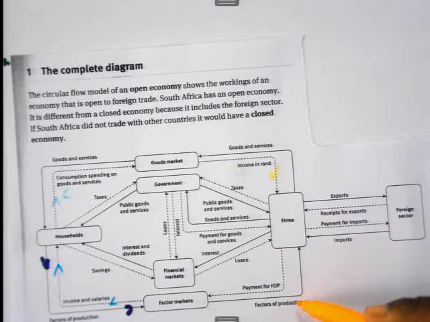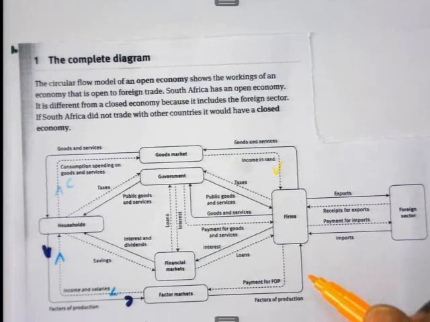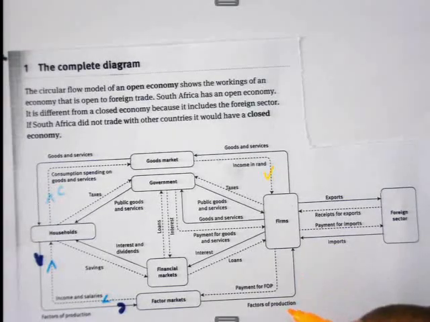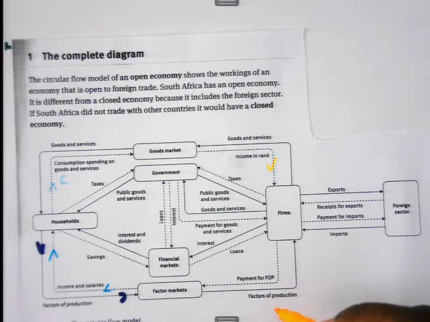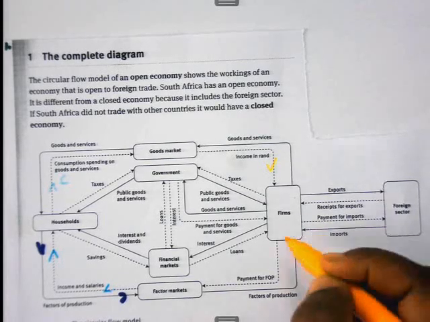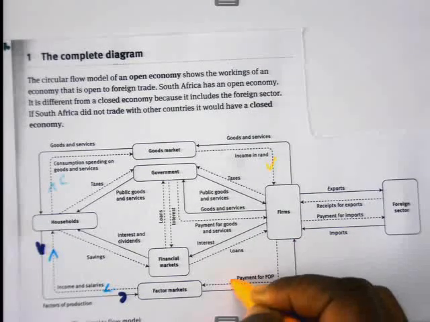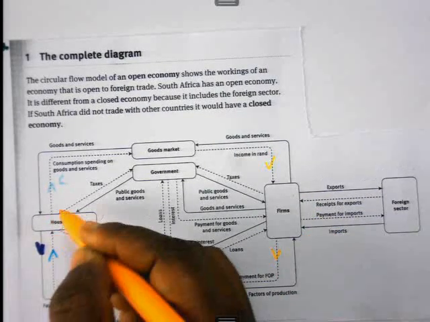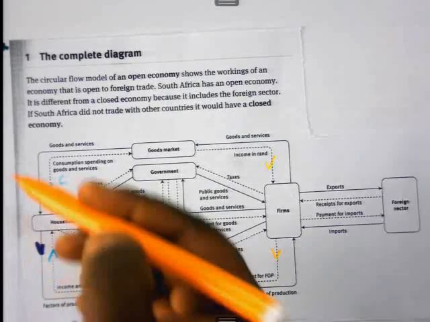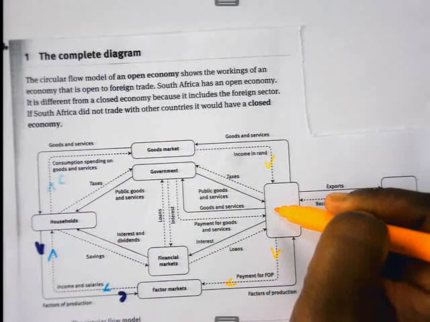For firms to be able to produce, we said that they need the factors of production. What are the factors of production? Grade 10 syllabus again: natural resources, capital, labor, as well as entrepreneurship. So the firms must make a payment for the factors of production. The very payment from the firms goes to the household as income. Payment from the firms goes to household as income. Payment from the household goes to firms as income, right?